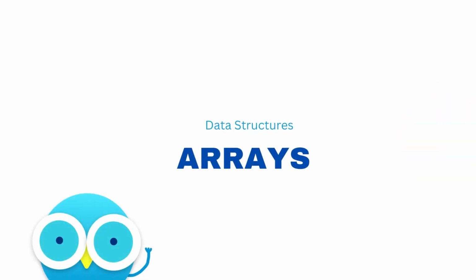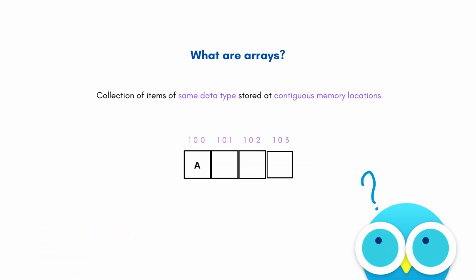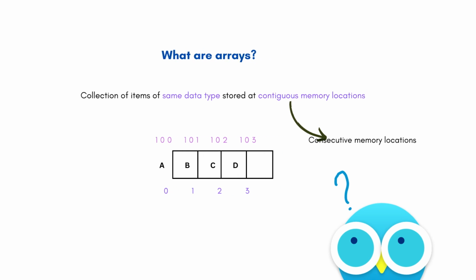In today's video, we'll try and understand these seemingly simple data structures called arrays. So let's begin with what is an array. Arrays are nothing but a collection of similar data which is stored in a continuous memory block.